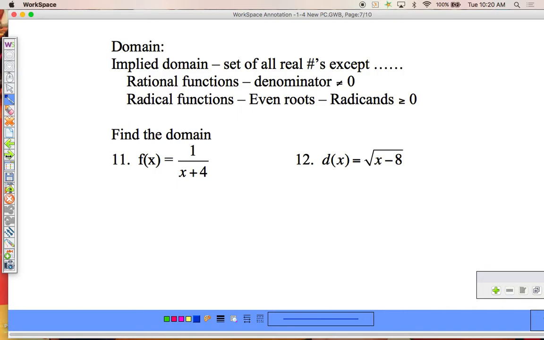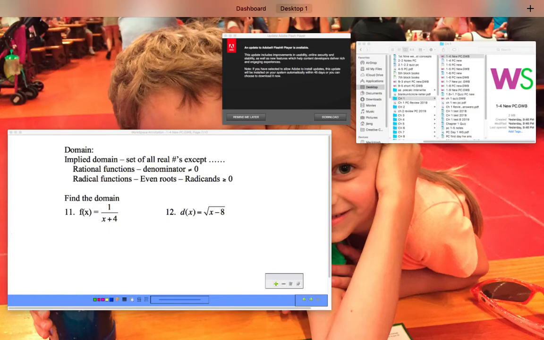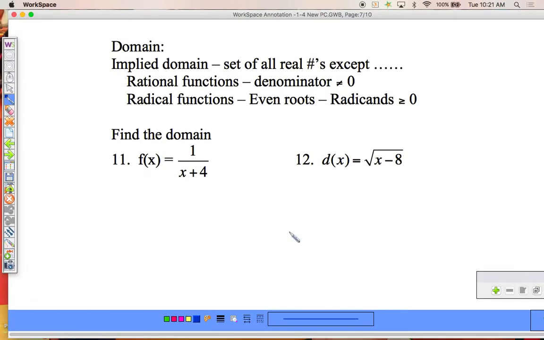All right? So, we have two situations as of today where we need to worry about domain. A rational function is a fraction. So, we know when we're dealing with fractions that we are not allowed to have 0 in my denominator. All right, so when I have a rational function, your denominator cannot equal 0.